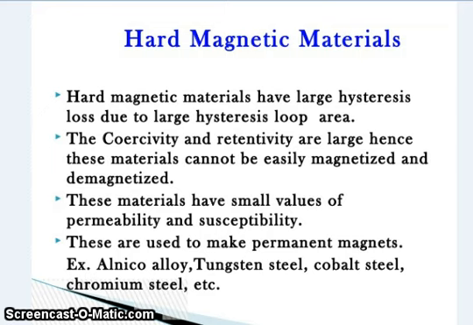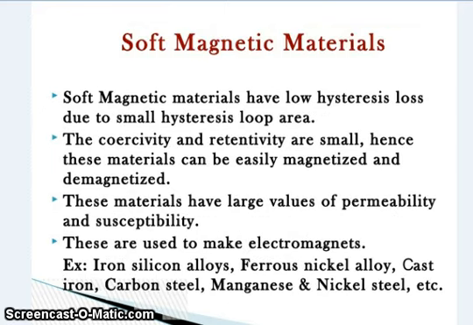Right? Now soft magnetic materials. Soft magnetic materials have low hysteresis loss due to small hysteresis loop area or BH curve area. Due to small BH curve area, their coercivity and retentivity are also small. And these materials are easily magnetized and demagnetized as compared to hard magnetic materials. These materials have large values of permeability and susceptibility, and they are used to make electromagnets. And their examples are iron silicon alloys, ferrous nickel alloy, cast alloy, carbon steel, manganese and nickel steel, etc.